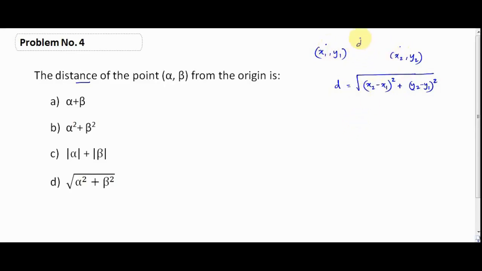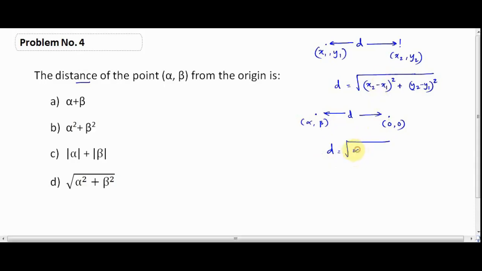So distance is taken as d here. d is given by the equation root over x2 minus x1 whole square plus y2 minus y1 whole square. Now here we are asked to calculate the distance of the point alpha, beta from the origin. So one point in this case is alpha, beta and the other point is the origin, that is 0, 0. If we substitute these values, what we get is d equal to root over alpha minus 0 whole square, that is alpha square, plus beta minus 0 whole square, that is beta square. So we will get the distance d equal to root over alpha square plus beta square. That is given by option D here. So option D is the right answer.